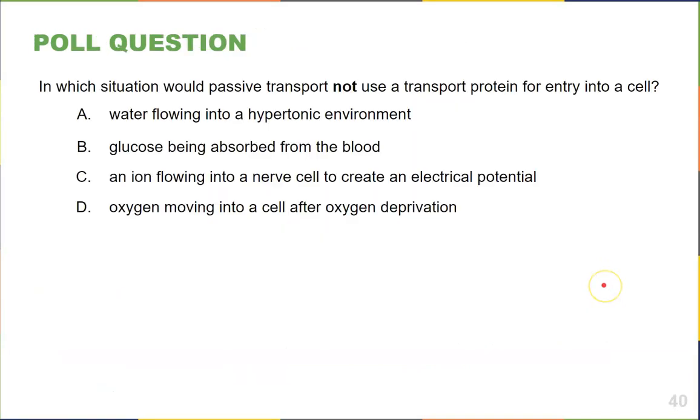Okay, poll question. In which situation would passive transport not use a transport protein for entry into a cell? Take a look at the answers. We're talking about passive transport, but we don't need a protein. So that should be D, because oxygen is very small and not charged, and it can move directly through the membrane. So good job if you got that one right. The ion cannot move directly through the membrane. Glucose is too large, and water is not too large, but it's polar, so it has a slight charge and can't move through the membrane.